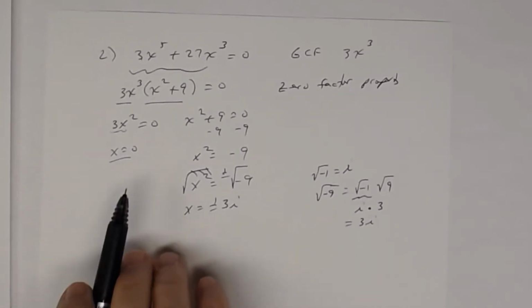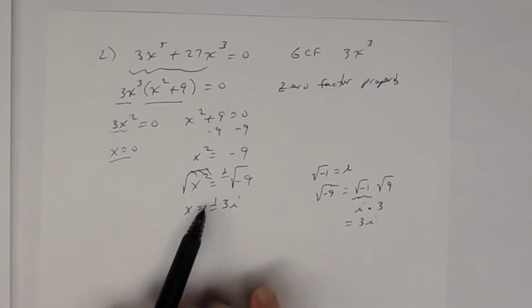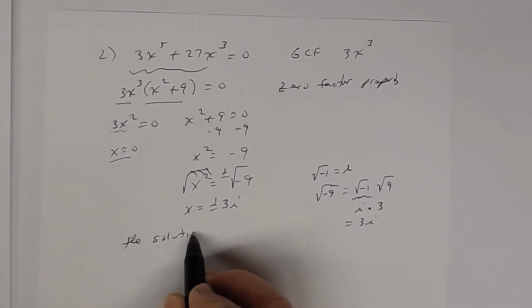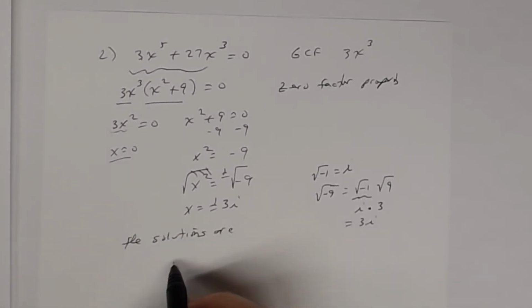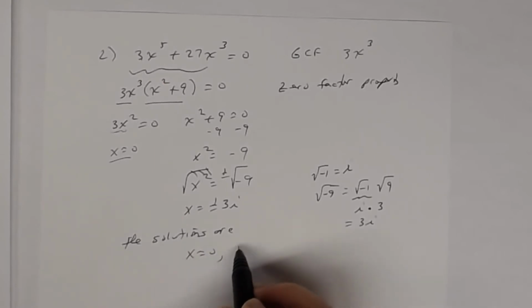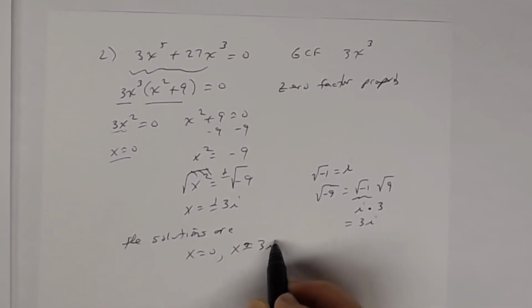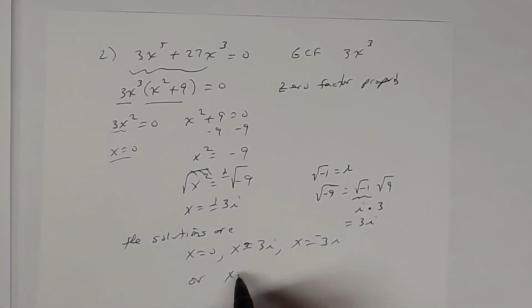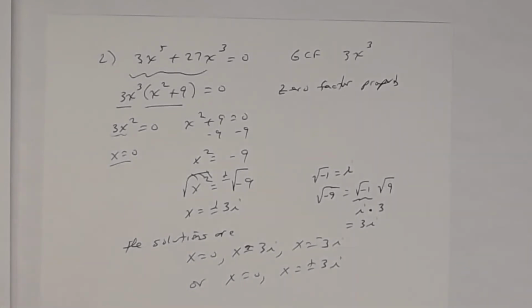And so your three distinct solutions are, remember the direction set to write it like this, the solutions are, and you'll say x equals 0, x equals 3i, x equals negative 3i, or you could say x equals 0, x equals plus or minus 3i. Okay? All right, so that's number 2. Not difficult at all, fairly simple process.